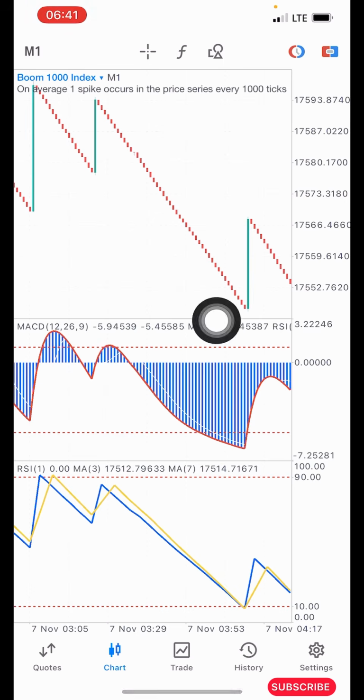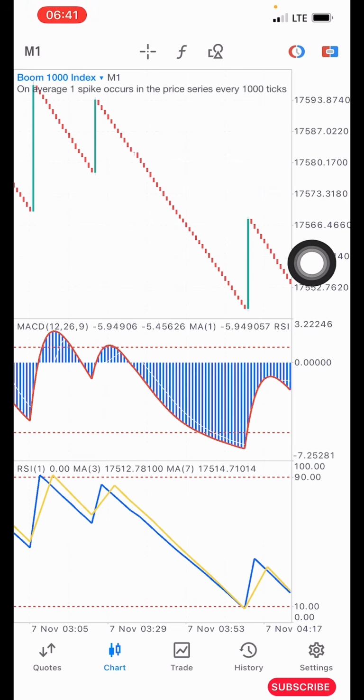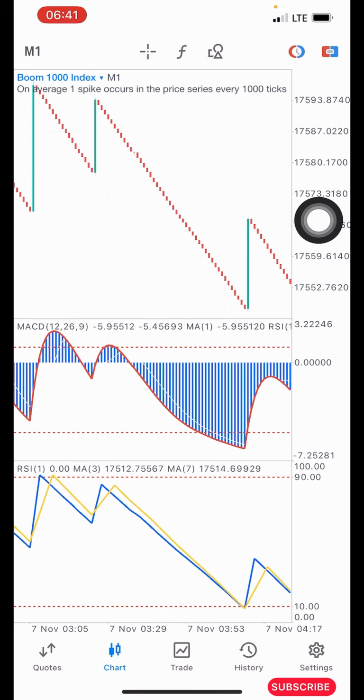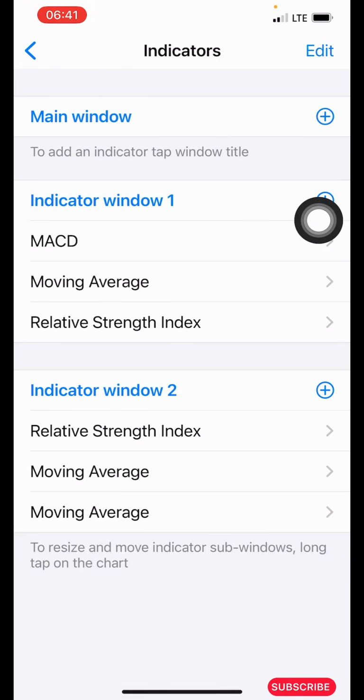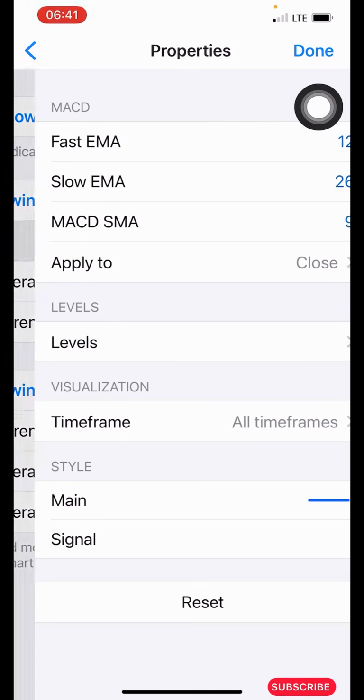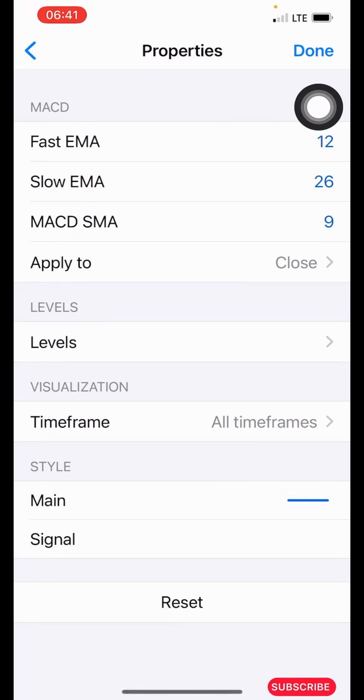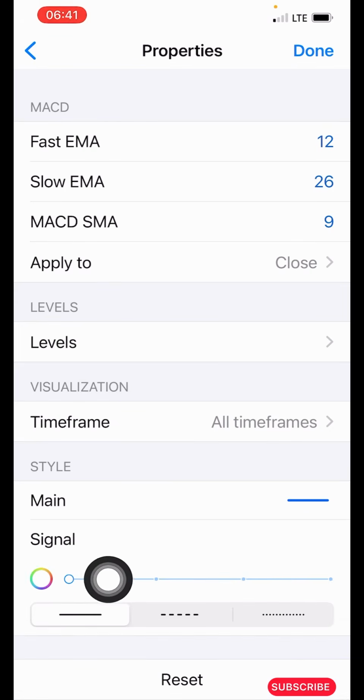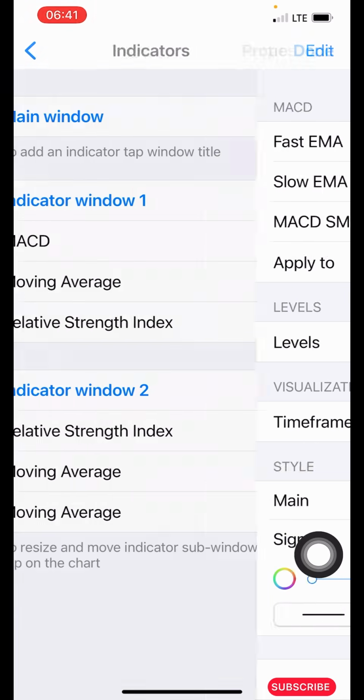Now back to this strategy here. For the indicator, you are going to click on this F icon here. After clicking on that, you're going to search for MACD, which is our first indicator here. So you click on the main window plus icon, you search for your MACD. The fast EMA is 12, slow EMA is 26, MACD SMA is 9, apply to close. The level, we leave it as it is. Time frame is all time frames. Now under the style, the main is color blue, signal is color white, the color of my background, 1 pixel, and then you click on done.